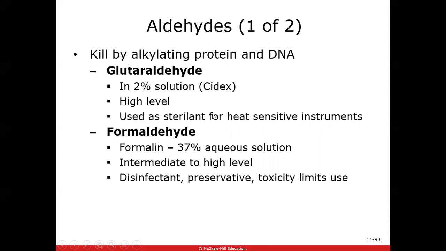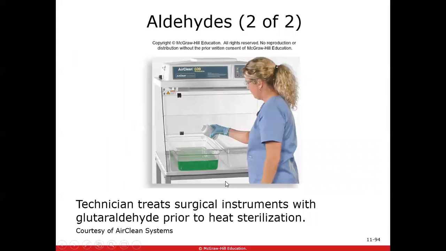And then aldehydes: you have glutaraldehyde, which is a 2% solution, very high level, kills very well. It's used as a sterilant for heat sensitive instruments. And you have formaldehyde, intermediate to high level. It's a disinfectant and preservative, and toxicity limits its use. And then this is a technician treating surgical instruments with glutaraldehyde prior to heat sterilization. So a lot of times we use multiple modes of sterilization.